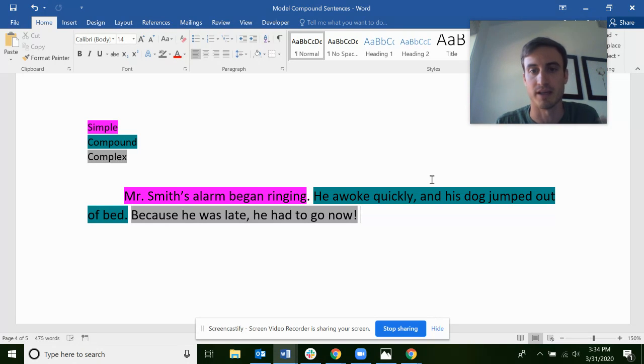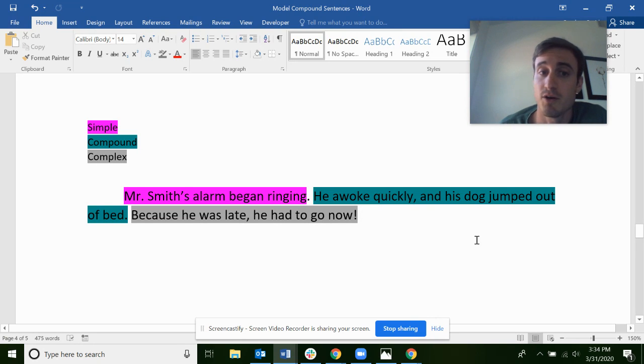Mr. Smith's alarm began ringing. He awoke quickly. His dog jumped out of bed. He was late. He had to go now. You sound kind of like a little bit of a robot, right? So you want to use a variety of sentences to help readers understand your point a lot better.